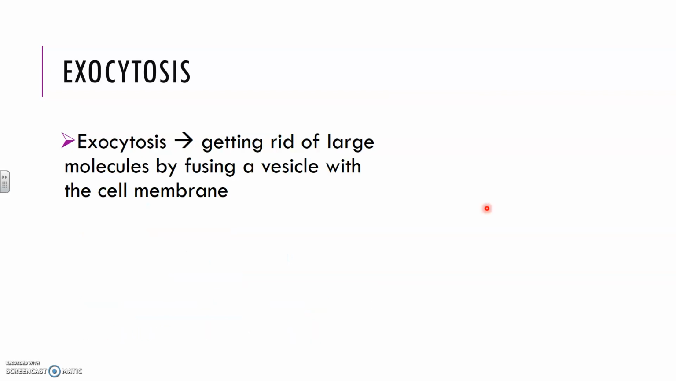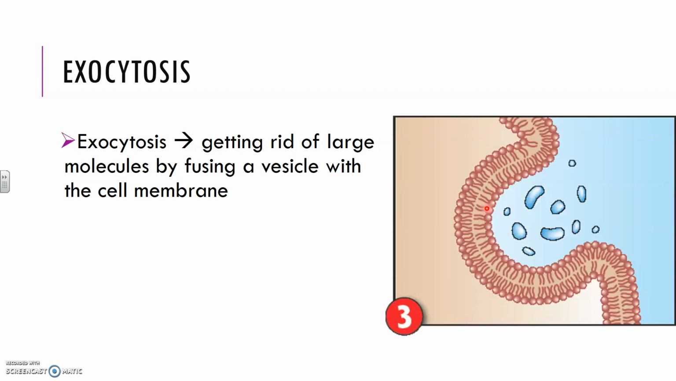And then you also have the reverse of that process. This is known as exocytosis. So it's getting rid of large molecules by fusing a vesicle with the cell membrane. So instead of pinching the vesicle off, now you get a vesicle that goes up and just kind of butts up against the plasma membrane. And eventually it's going to fuse with that membrane. So anything that was inside of the vesicle all of a sudden is now pushed out of the cell.